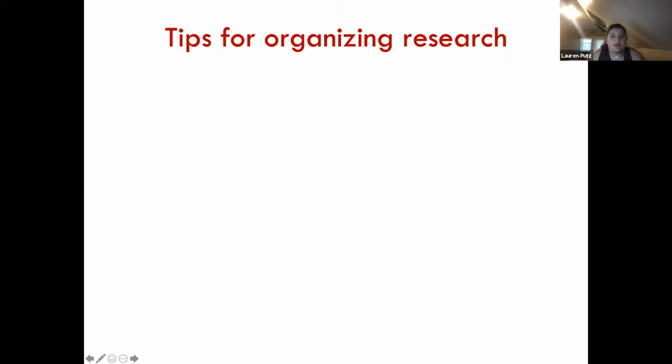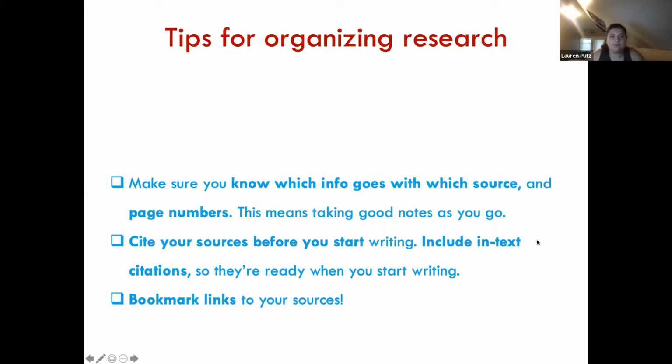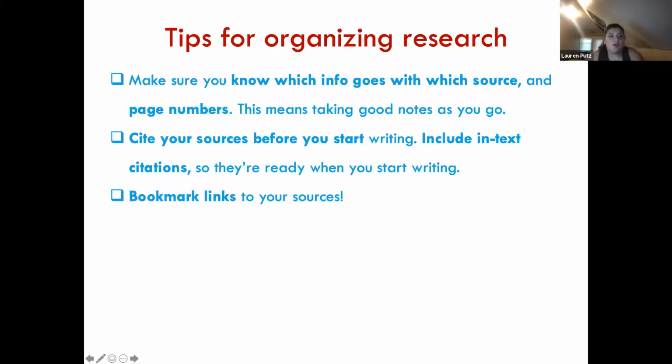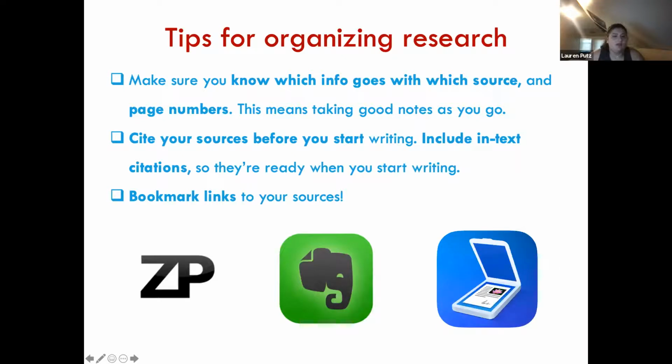So next, we want to talk a little bit about organizing our research as well. So make sure you know which parts of the information and research that you've done goes with which source and page number. A really great way to do this is to use Zotero as well as Evernote, and then, I am blanking on the source, Scanner Pro, sorry. With these resources, Zotero especially, you can add them into your Microsoft Word plugin, and it can help you make sure that you are collecting all of the citations and page numbers and things like that, especially when you are doing research.